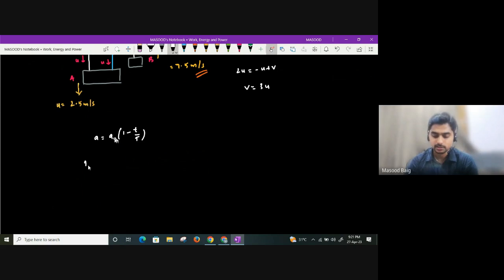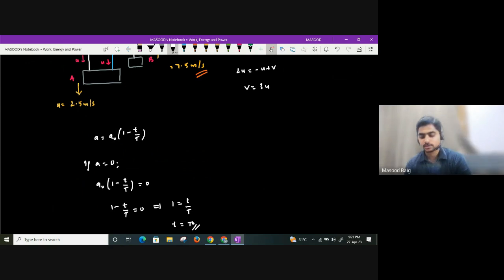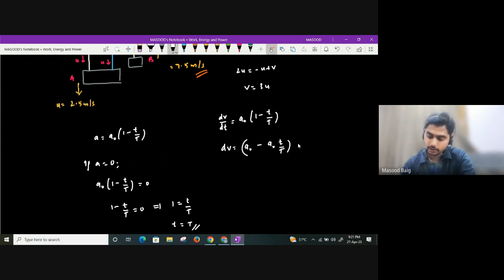If acceleration is 0, what can we consider here? A naught into 1 minus small t divided by capital T will be 0, so 1 minus small t by capital T will be 0, which implies 1 equals small t divided by capital T. At capital T time, what is the velocity they are asking? Because this is acceleration, can I write it as dv by dt? dv by dt will be a naught into 1 minus small t divided by capital T. So dv will be a naught minus a naught into small t divided by capital T, into dt.